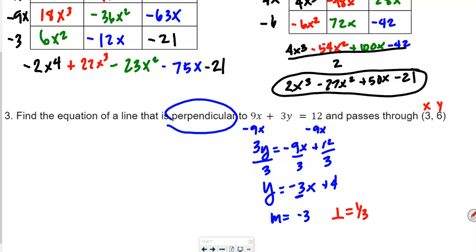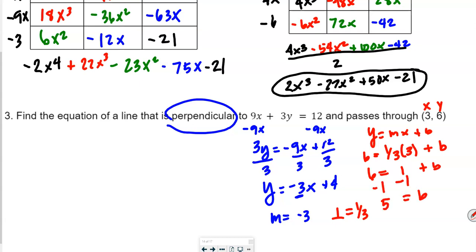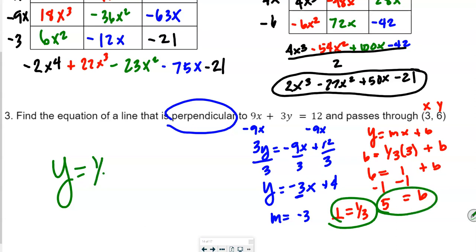Okay, so when we do that in the equation y equals mx plus b, that's 6 equals 1/3 of 3 plus b. So 1/3 of 3 is 1, so this is 6 is equal to 1 plus b. Then we have to subtract 1 from both sides. So b is equal to 5. So that means our equation is y equals, remember, we're going to plug back in our new m and our new b. So it's going to be 1/3 x plus 5.